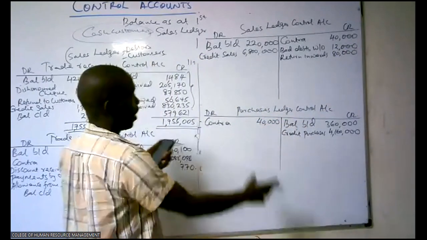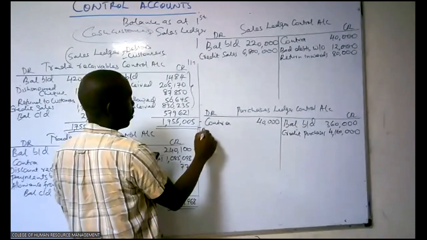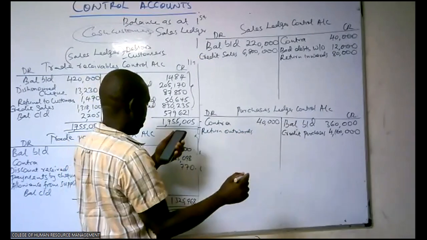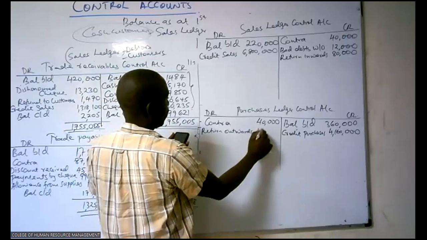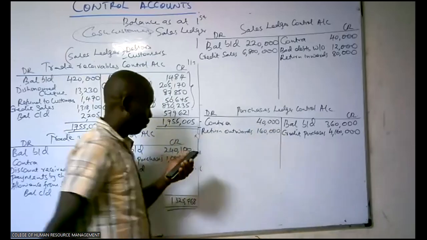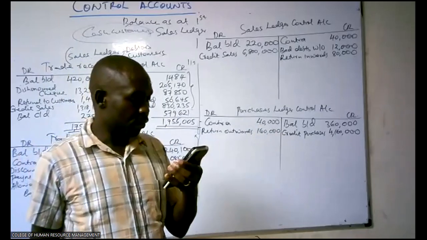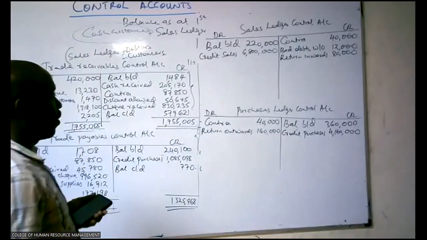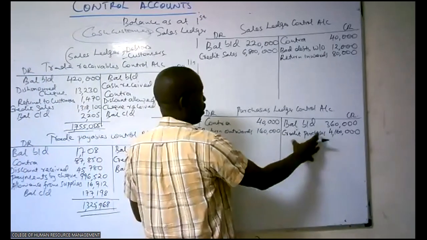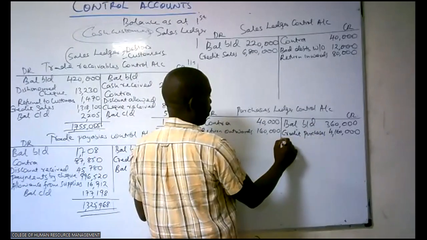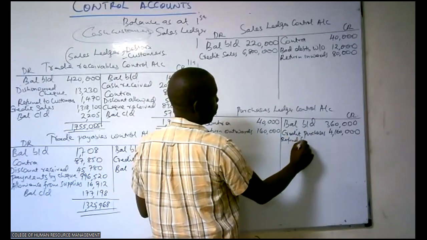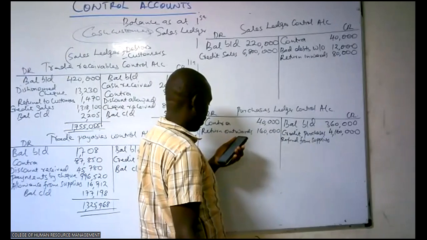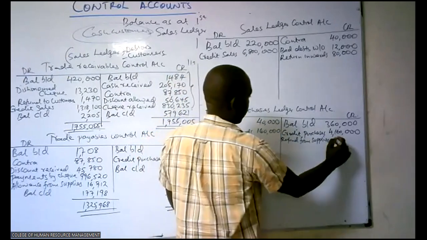Return outwards, those are purchases returns. They come here. They reduce the creditors. 60,000. Cash refund from credit suppliers. The moment credit supplier is mentioned, it increases the creditors amount. Refund from credit suppliers, 32,000.